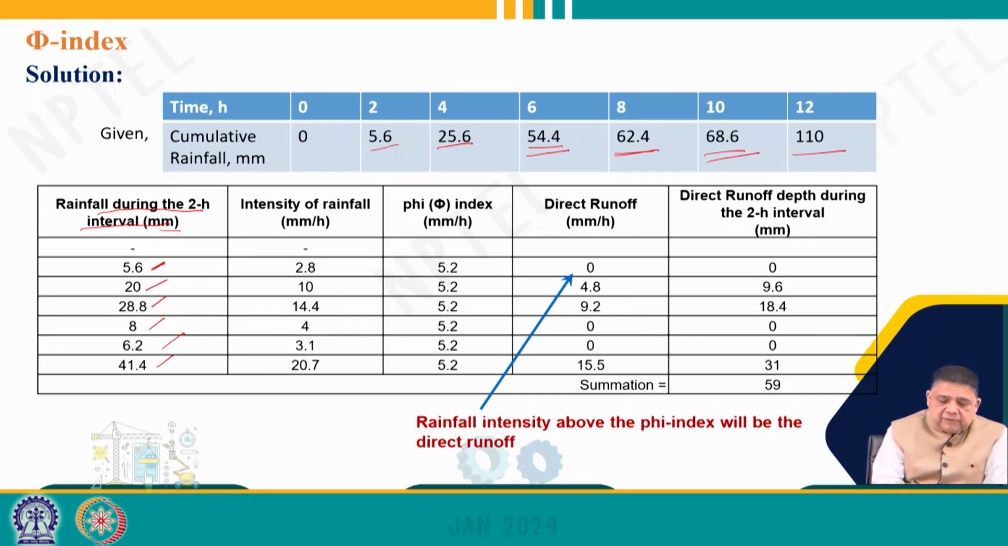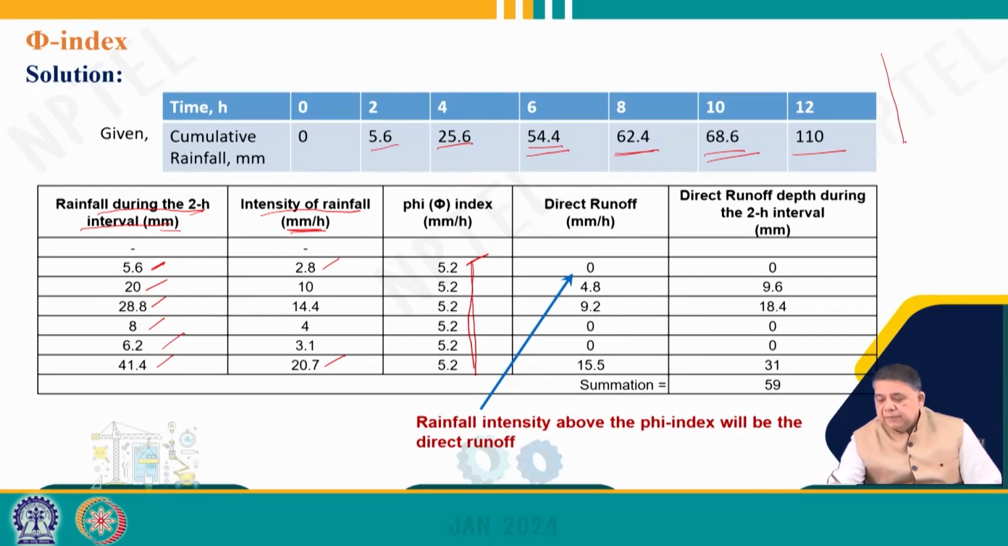And then we can find out the intensity of rainfall at these 2 hourly intervals. Divided by 2 hours, we will get the value in millimeter per hour. So, the intensity comes out to be 2.8 in the first 2 hours, and in the last 2 hours it is 20.7 millimeters per hour. We have already been given the value of phi index, which remains constant throughout. So, this is given as 5.2 millimeters per hour. Now, we have to find out the direct runoff.